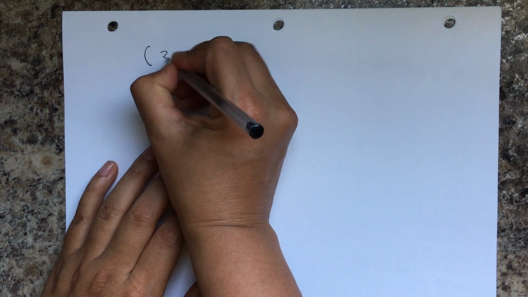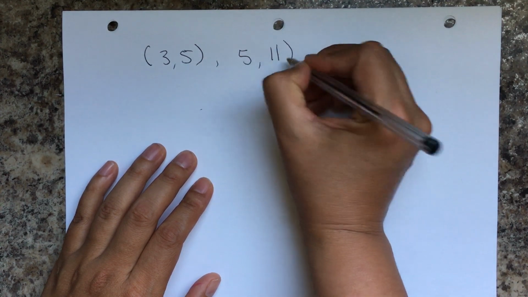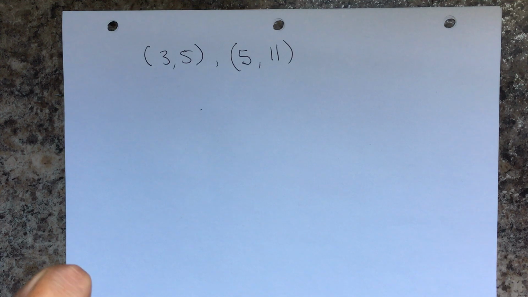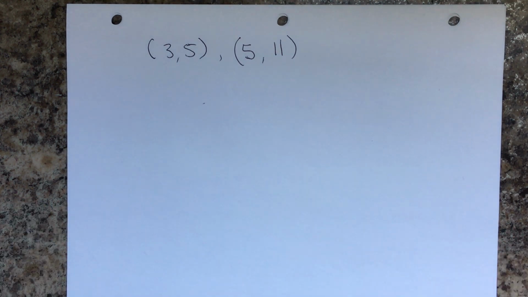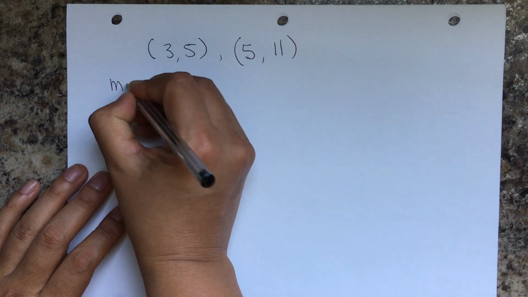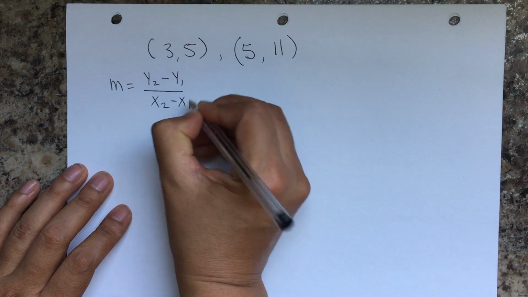So let's write down the first 2 points that we're gonna have: 3, 5 and 5, 11. Sometimes your slope is gonna be positive, sometimes negative, sometimes 0, and one that is undefined. I'm also gonna be doing the graphs on the side so that you can see the difference between one another. But you don't have to do the graphs on the homework unless you would like to practice. Okay, so we're going to use the formula m equals y2 minus y1 over x2 minus x1.